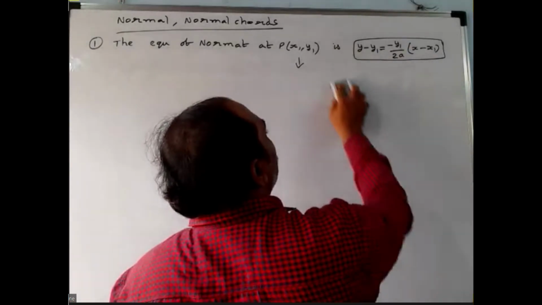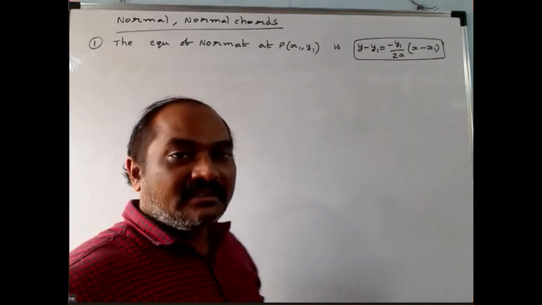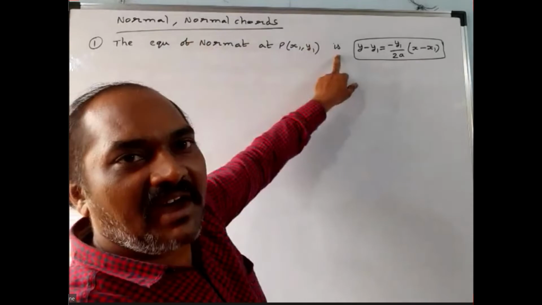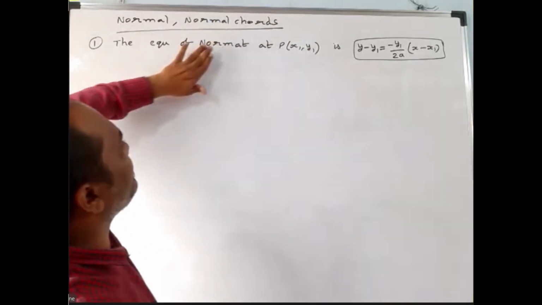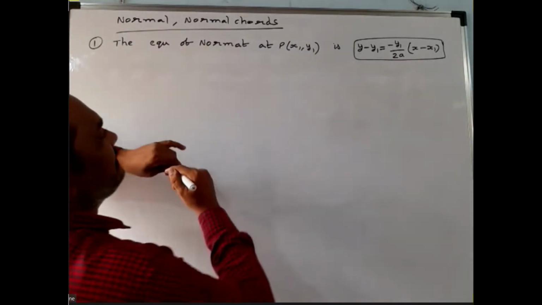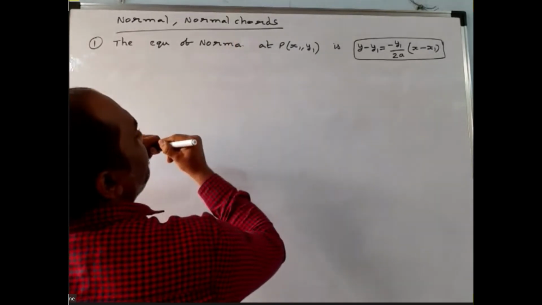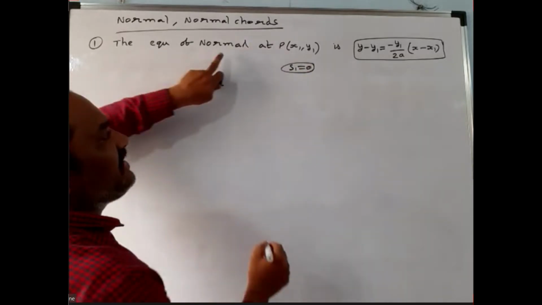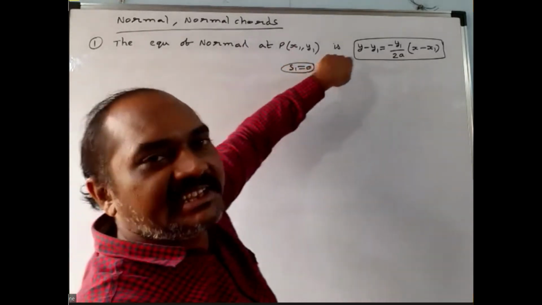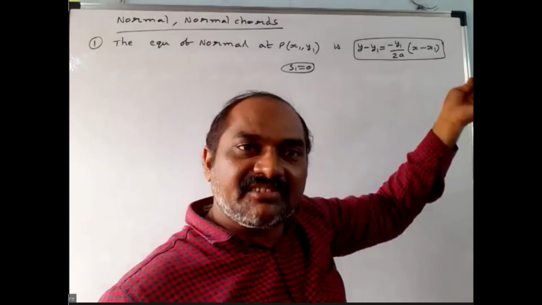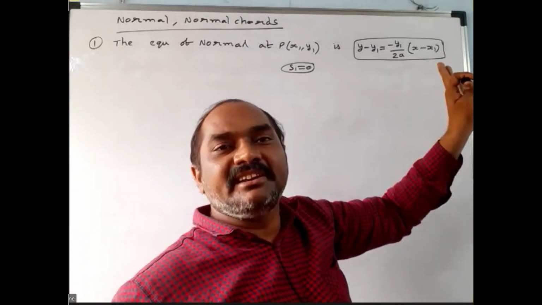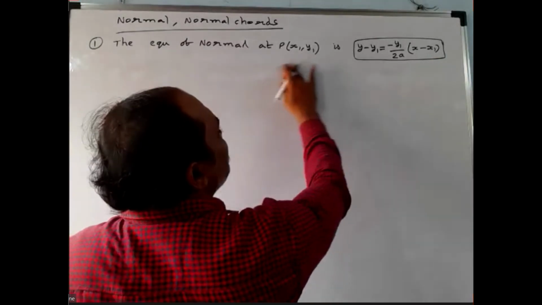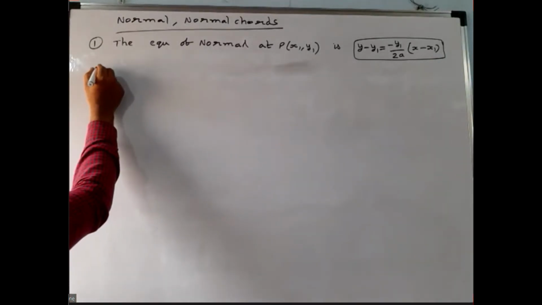Now one more doubt we have. Sir, same thing for tangent. What is the formula? The equation of tangent at the point is S1 is equal to 0. Same thing, the equation of normal at the point is y minus y1 is equal to m into (x minus x1).